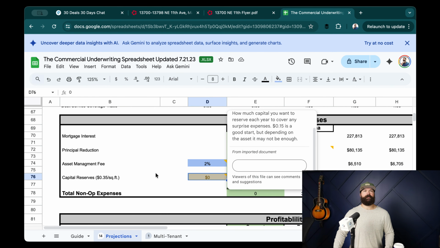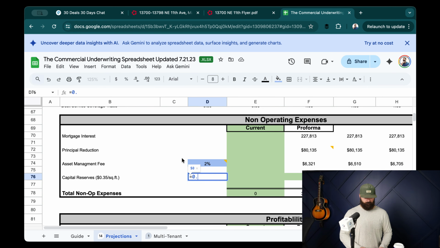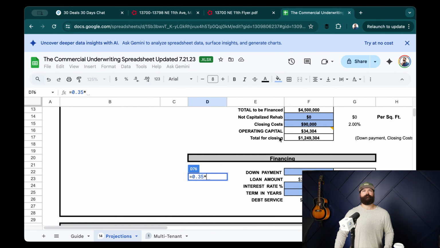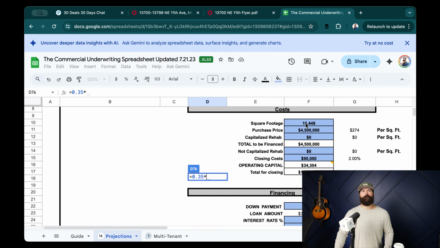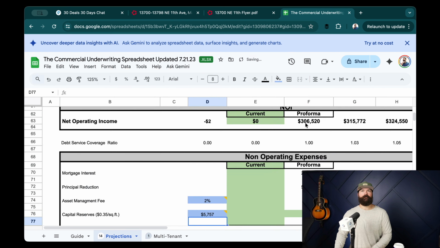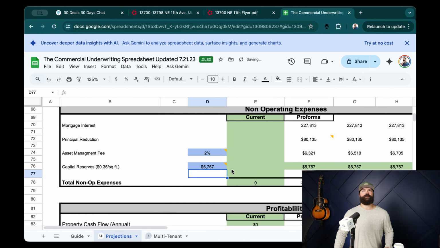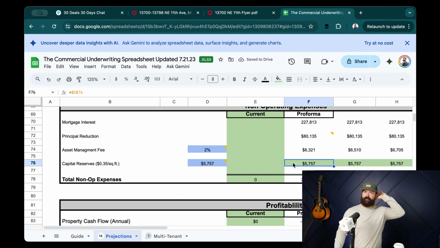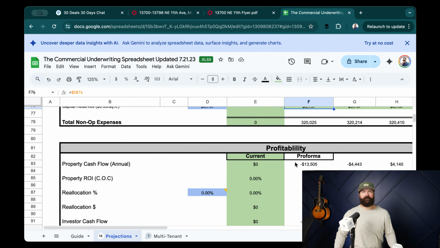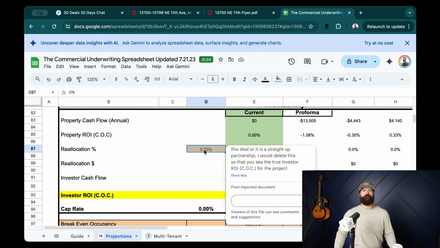I zeroed out my capital reserves. Okay, that equals 0.35 times. That's why you got to always mark it in red, even I forget. So 35 cents a square foot a year gives us $5,700 a year just to hold back in case an HVAC unit goes out. Or we could spend it on tenant improvements, whatever we want to do, right?